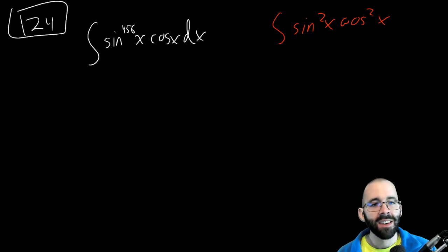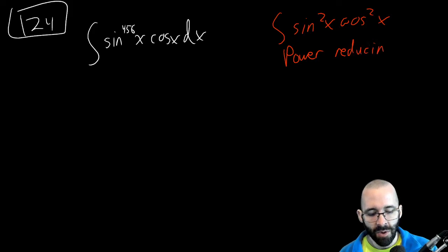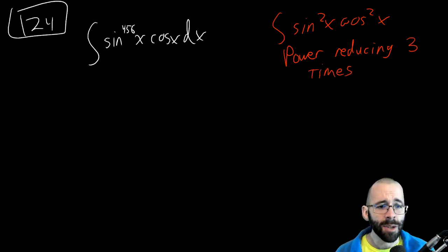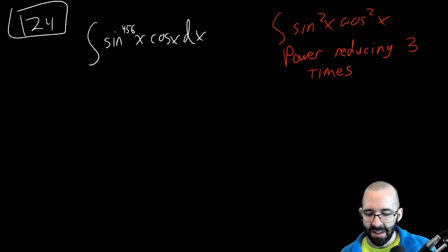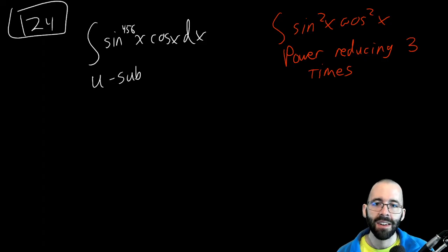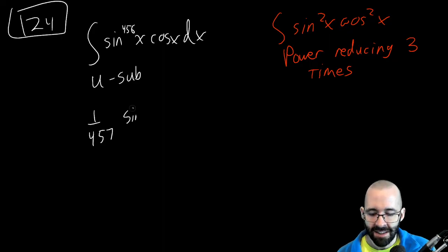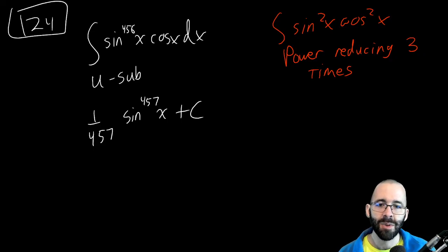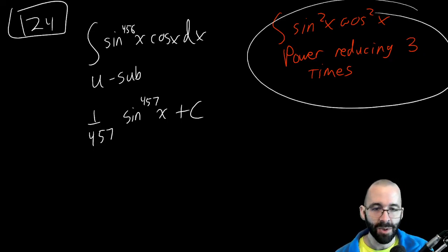To do this red one, we have to do the power reducing formula twice. Or 3 times. Yeah, 3 times. There's a way to only do it twice, but it's a real pain. That power reducing formula is annoying to me. Whereas this one, this is just a u sub. In fact, I know the answer to this one. It's 1 over 457 sine to the 457 x plus c. I can do this one in my head. I certainly can't do this one in my head.